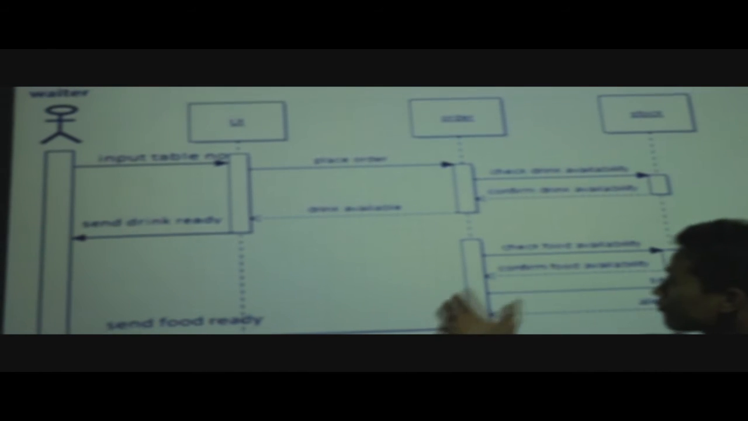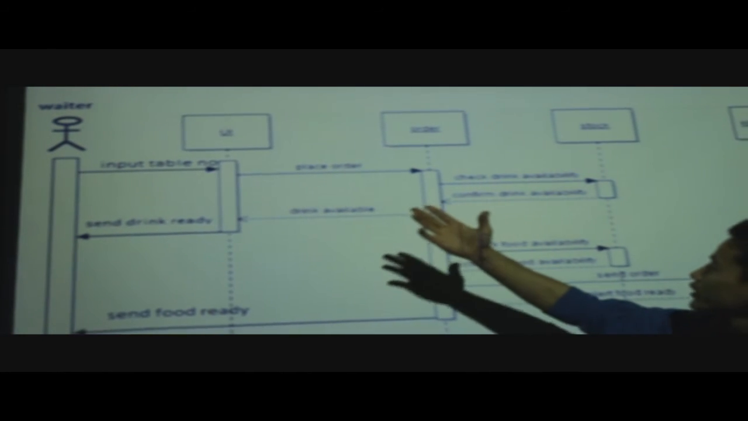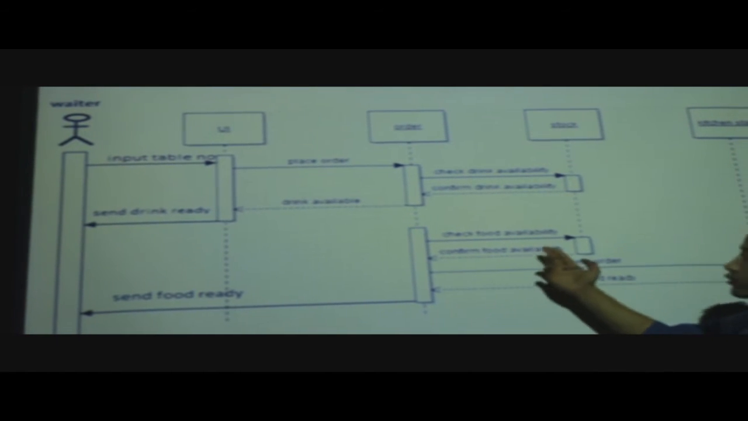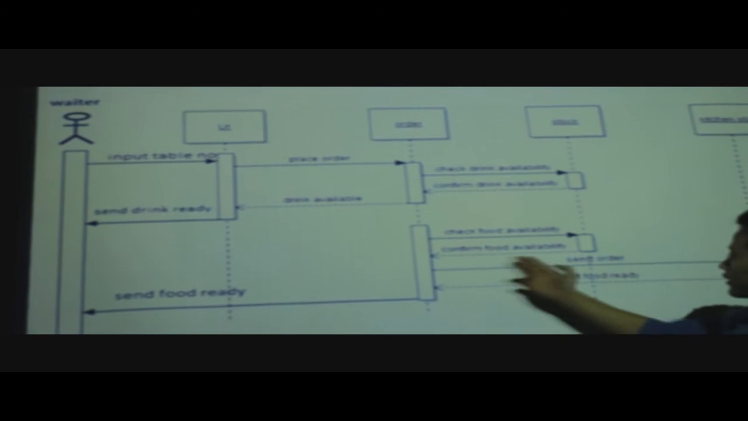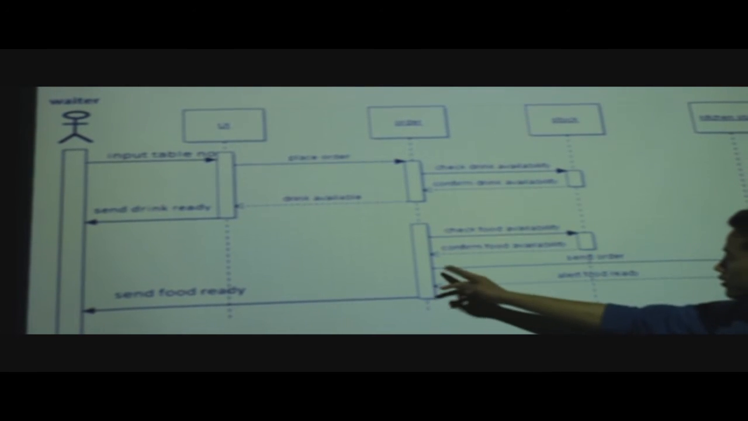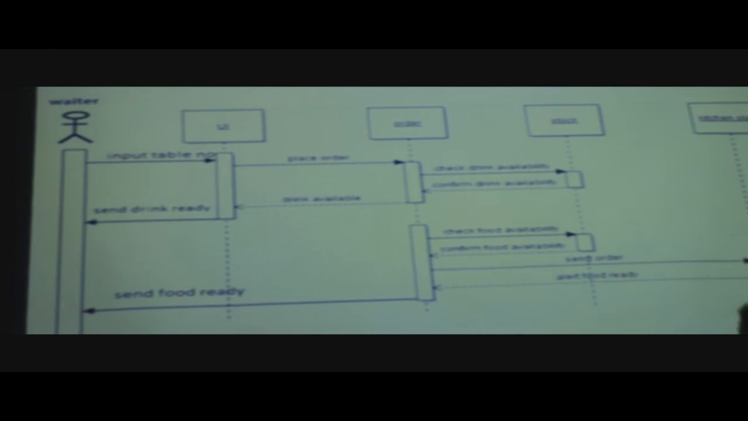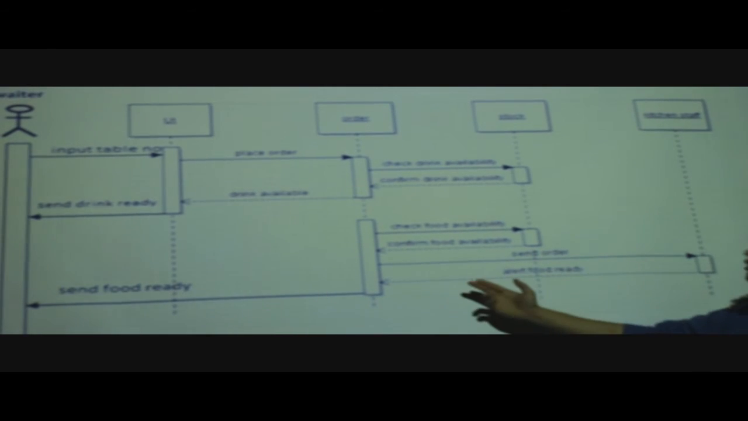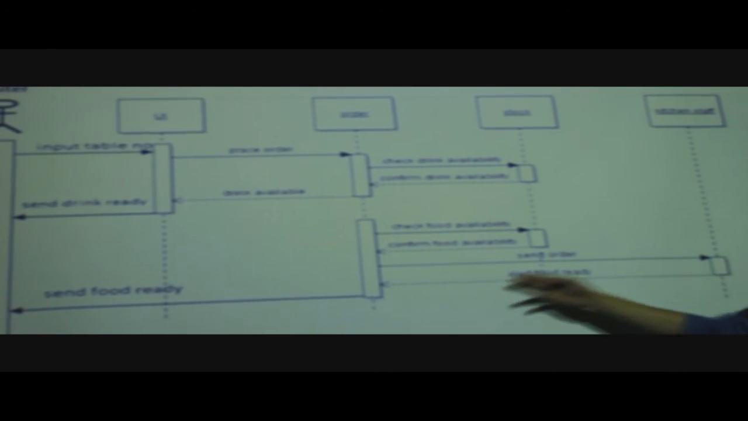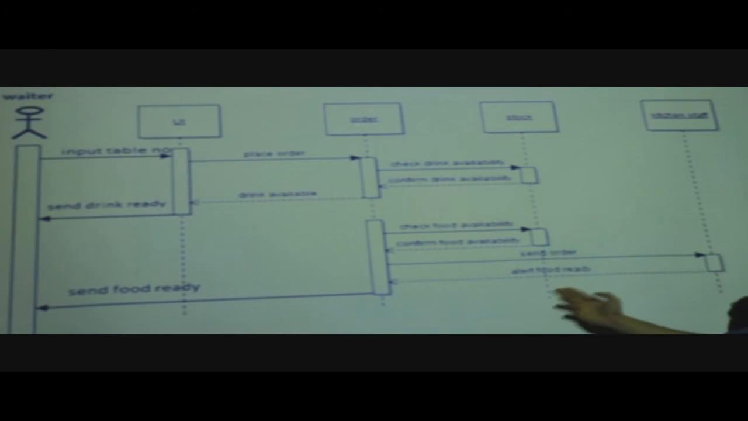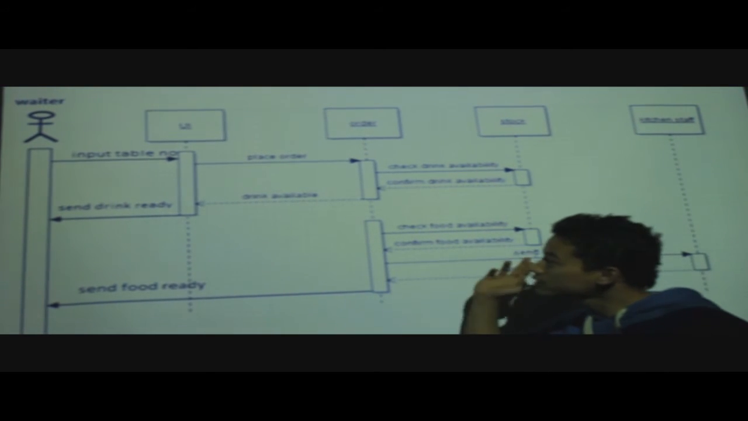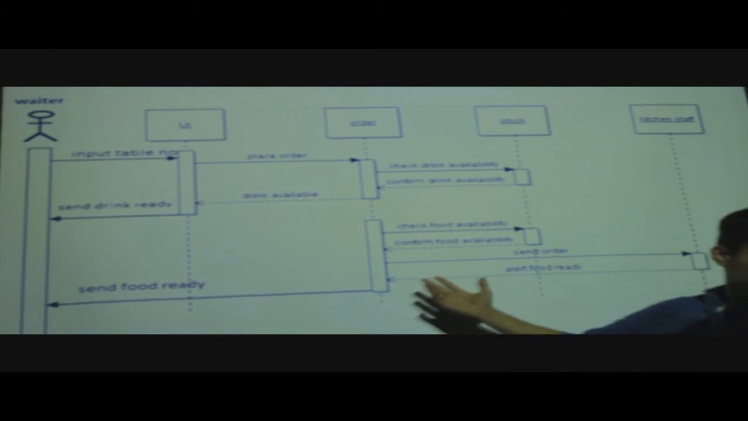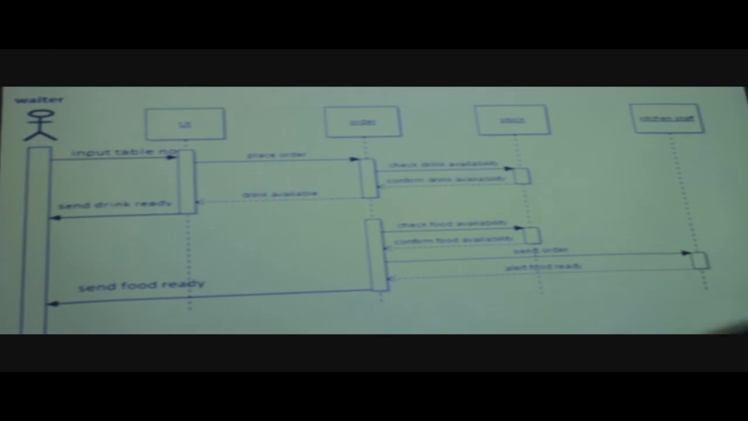After that, the waiter again takes the order for the food and checks if the food is available. If the food is available, the order is sent from the order object to the kitchen staff to prepare the food. After the food is prepared, the kitchen staff sends it back to the system and alerts it that the food is ready. Then it is sent to the waiter so that he can serve it to the particular table. So that's for taking orders.